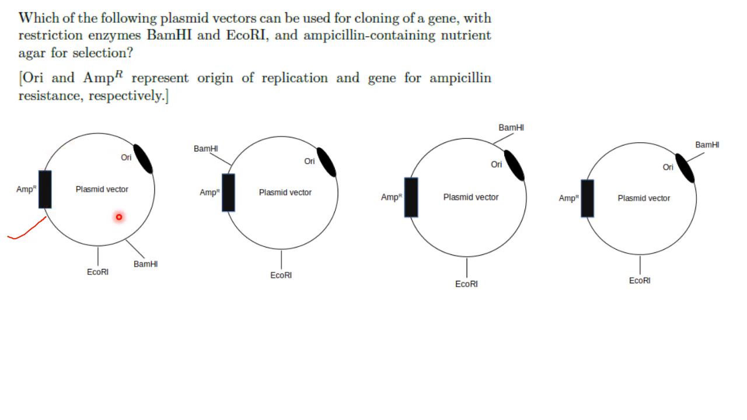So first condition, if you see here you have EcoRI, here you have BamHI, you will cut it over here. This portion will be removed and in place of that your gene of interest will be incorporated. There will be ampicillin resistance for selection, ori for replication. So this plasmid vector would be the right choice. If you see this other plasmid vector, here is BamHI, here is EcoRI, you cut it, and your ampicillin resistance gene is going to be lost. So selection will not be possible on an ampicillin containing nutrient agar.